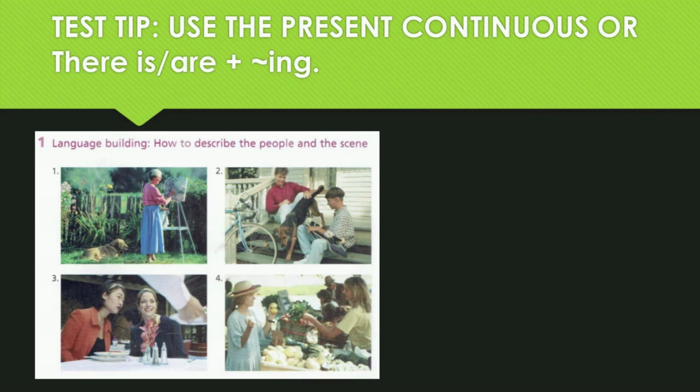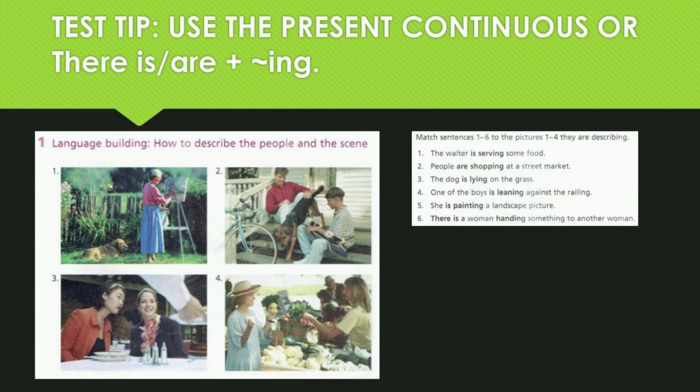Now, if you take a look at these 4 pictures, we have pictures 1, 2, 3, and 4. Let's try to match these sentences to the pictures that they are describing. The first sentence is, the waiter is serving some food. It describes picture number 3. Number 2, people are shopping at a street market. Take a look, and you'll see that number 2 describes picture number 4. Number 3, the dog is lying on the grass. It describes picture number 1.